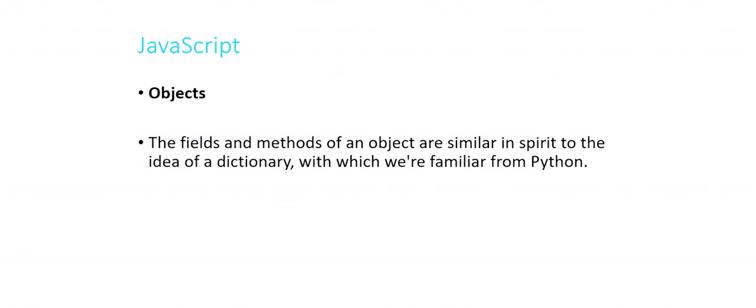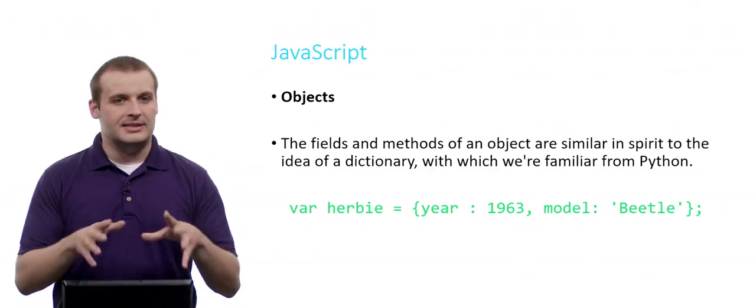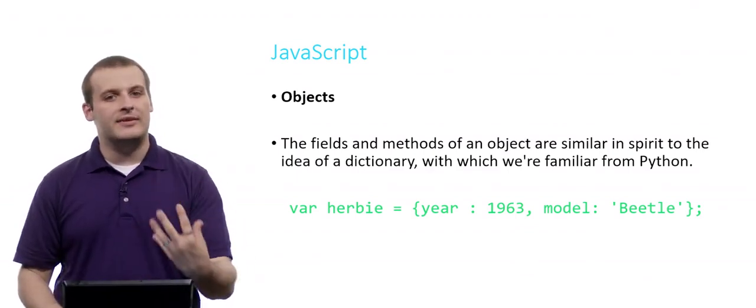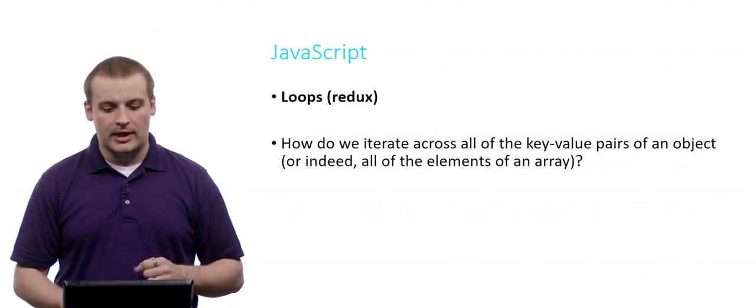The fields and methods of an object are really similar in spirit to the idea of a dictionary, which you may be familiar with or recall from Python. So we could, for example, have something like this. Var Herbie equals curly braces, now not square brackets, it's curly braces, and then a comma-separated list of key value pairs, where year 1963 is sort of like saying Herbie.year equals 1963 in C, and Herbie.model equals Beetle. This is akin to how we would do the same thing in JavaScript by creating an object and giving it a couple of properties right away.